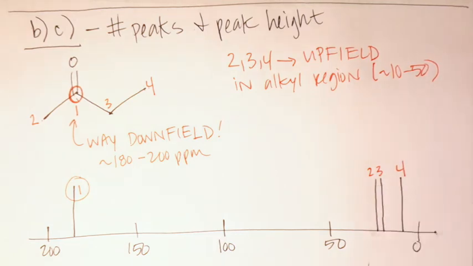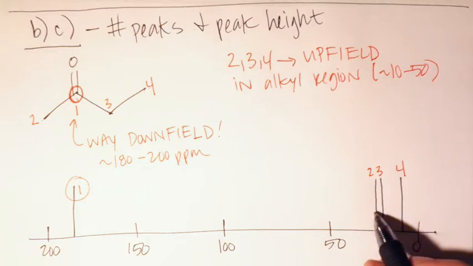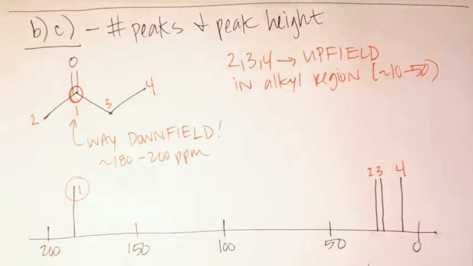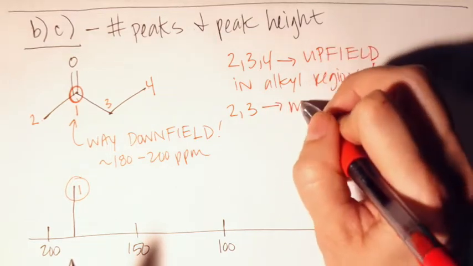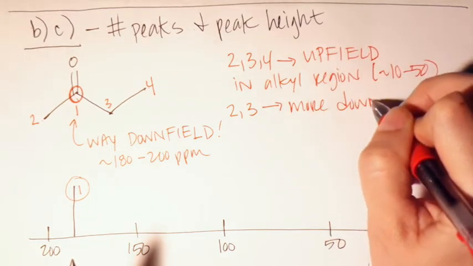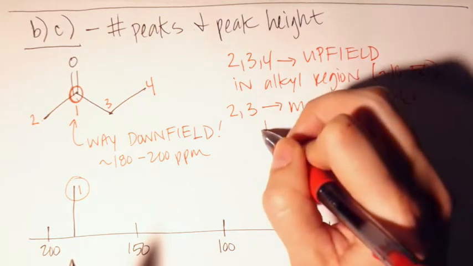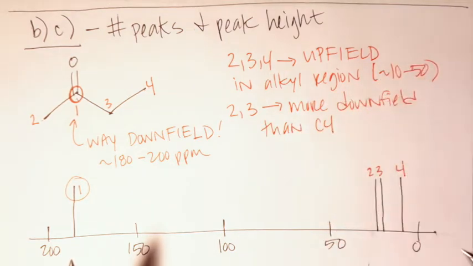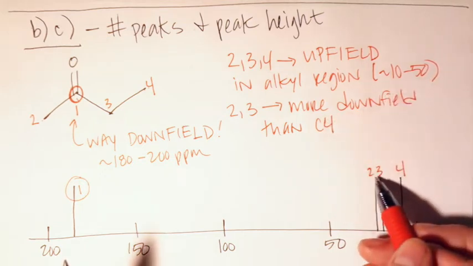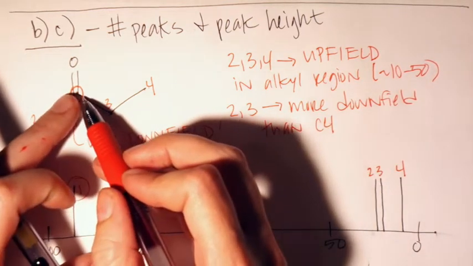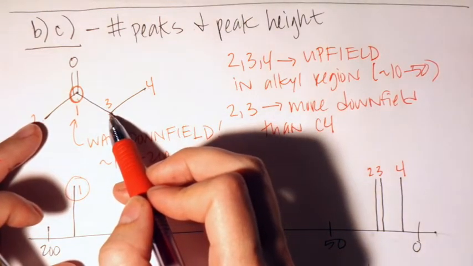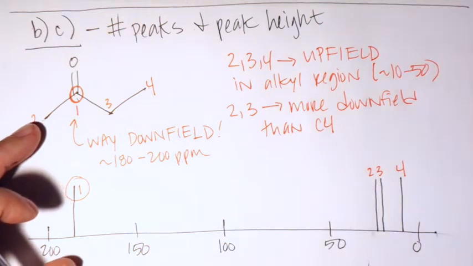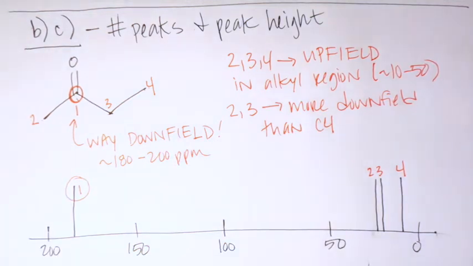Again, 2 and 3 might switch places. That's not the point. The point is that you're seeing 2 peaks and they're roughly in this area, right? So 2 and 3, we're expecting those to be more downfield than carbon 4. And the reason is because in the structure, those 2 are closer to carbon 1, which is heavily deshielded. So they're experiencing a little bit of that deshielding effect relative to 4, which is even farther away. So the farther away you get, the less of that deshielding effect you're going to feel.